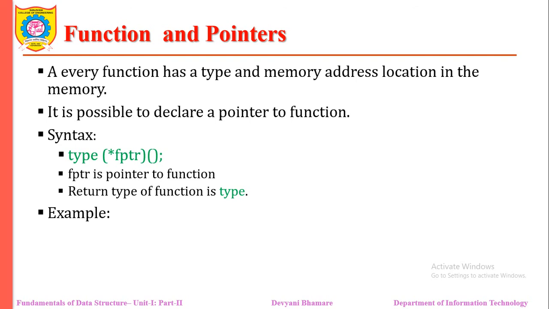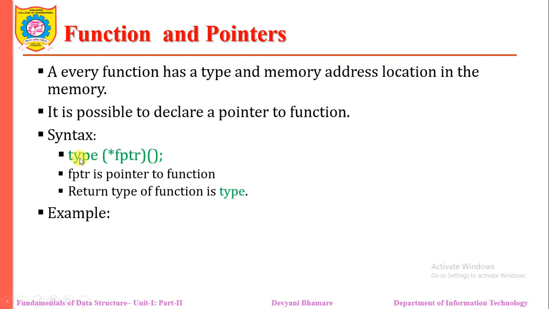So while we are creating such a function, every function has its type and a memory address location in the memory. With the help of this concept, that the function has a type and the function has memory, meaning somewhere the function is being stored in that memory, with the help of that location we can make a pointer to the function. How to declare a pointer to the function?